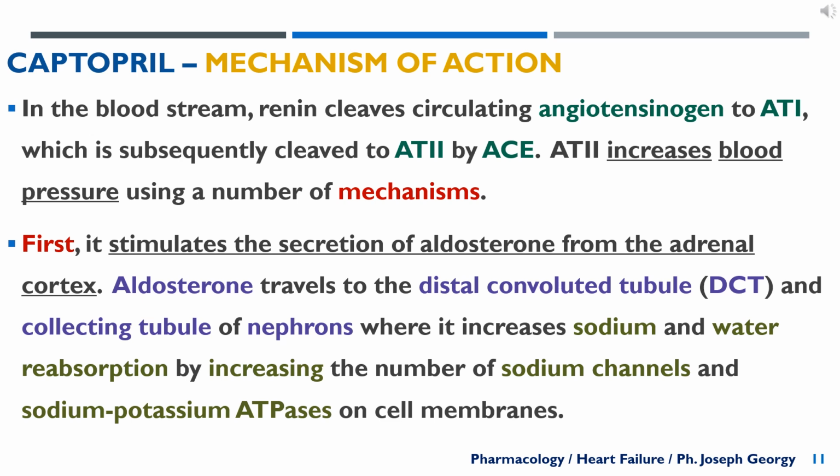Angiotensin 2 increases blood pressure using a number of mechanisms. First, it stimulates the secretion of aldosterone from the adrenal cortex. Aldosterone travels to the distal convoluted tubule, DCT, and collecting tubule of nephrons, where it increases sodium and water reabsorption by increasing the number of sodium channels and sodium-potassium ATPases on cell membranes.